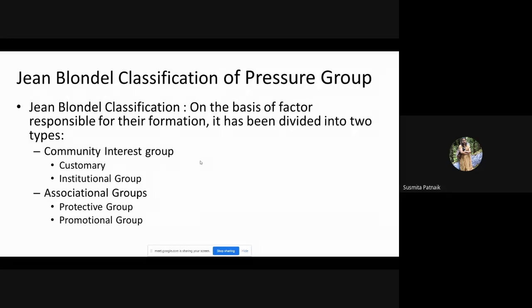The group that follows customs and traditions is called the customary group. We are having different types of customs and traditions also, so we have to follow them. Take for example the Hindu Mahasabha, or maybe different types of customary groups. They follow different customs and traditions, and these types of groups fall inside it.